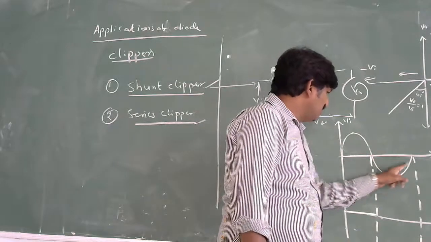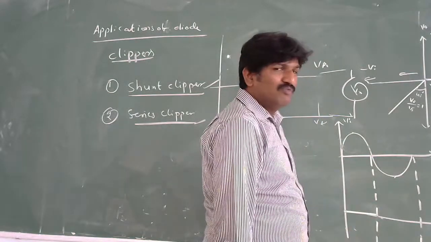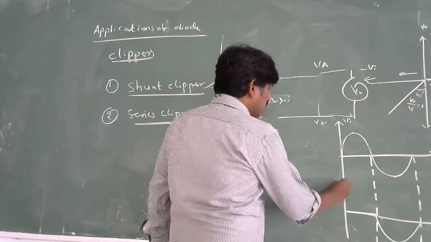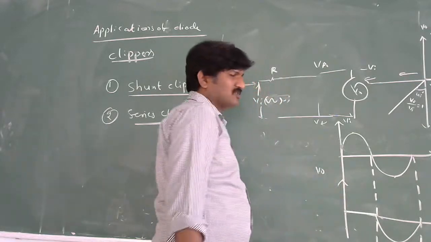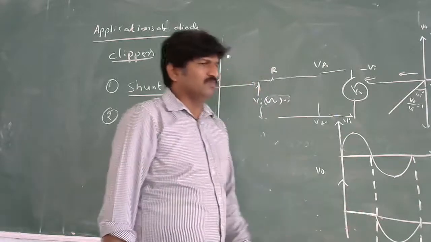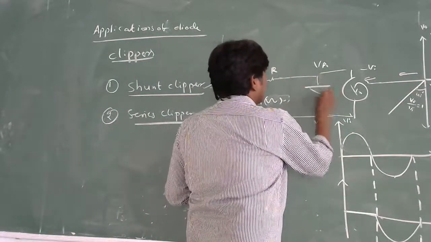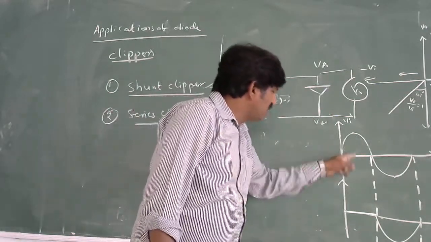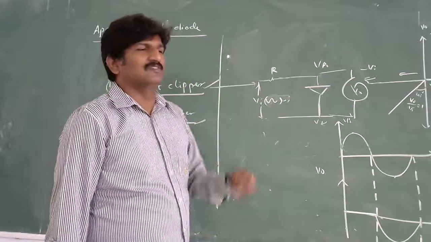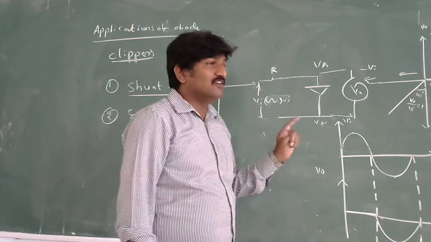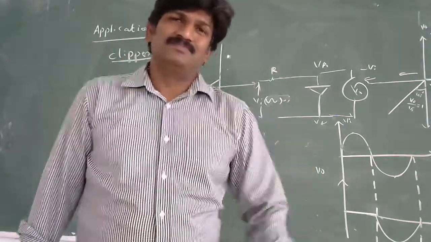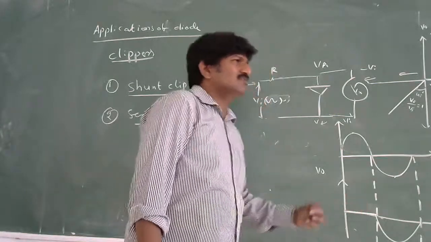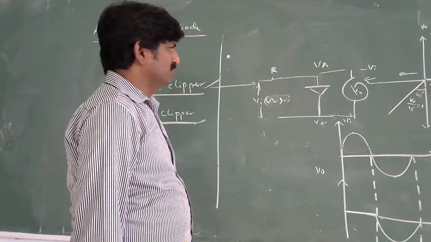When the input voltage is less than 0, the output follows the input. This can be noted as V0. This one is the input, this one is the output, corresponding to this diagram. What portion of the input is clipped? The positive portion. You can also name this a positive shunt clipper. It means the positive portion was clipped off, so you can say it is a positive shunt clipper.